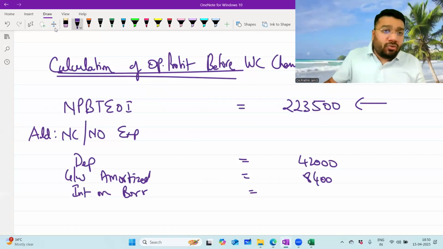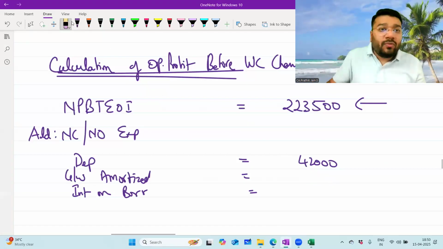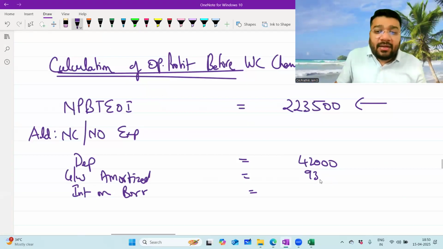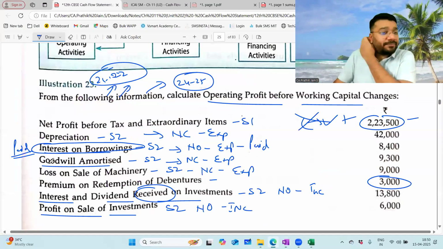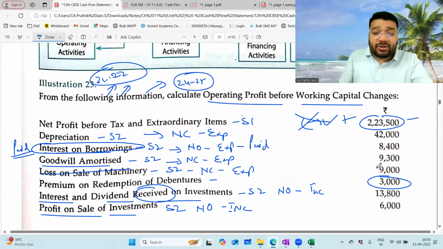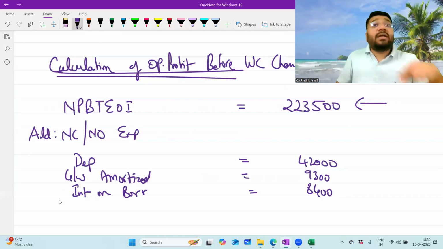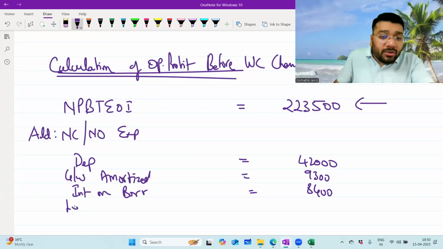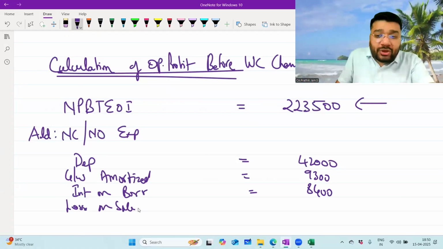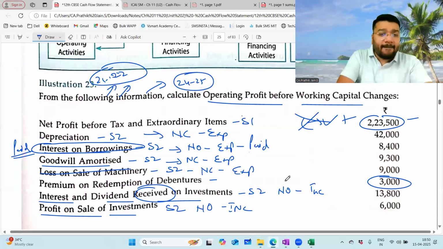Goodwill is 9,300. Okay. Goodwill amortized 9,300. And what is interest on borrowing? 8,400. Okay. Next. Loss on sale of machinery. How much? 9,000. We have to add back. This is already subtracted earlier in the other expenses. To cancel, we have to add back. So loss on sale. How much? 9,000. We have added back. Okay. That's all.